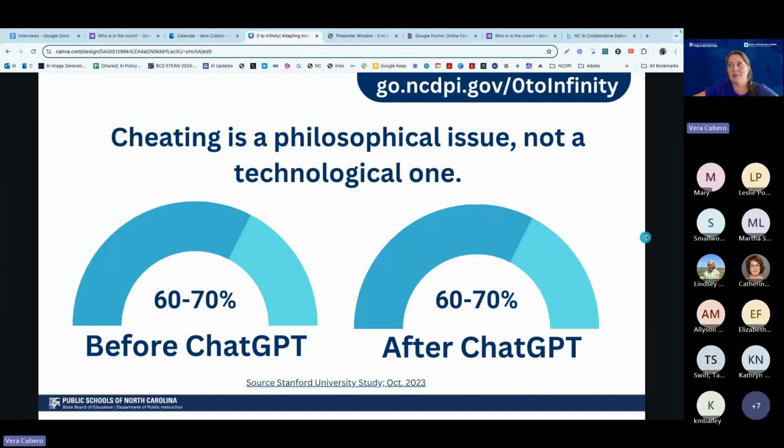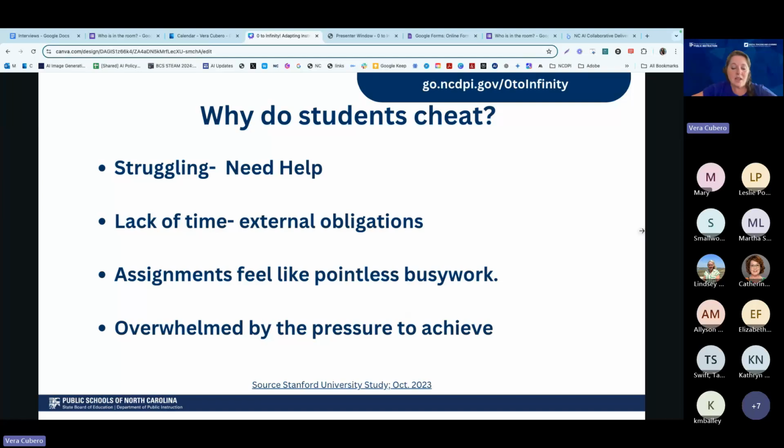And so I draw the deduction from that cheating is a philosophical issue. It's not a technological issue. And the technology makes it faster and easier to cheat and harder or impossible to detect, but it has not increased the actual incidence of cheating. Probably the same kids who were cheating before are still cheating. Same ones who were not are not anymore. And so we have to think about why kids are cheating.